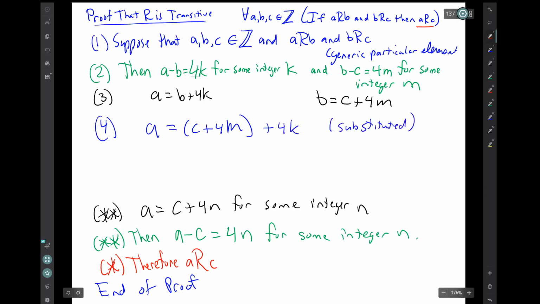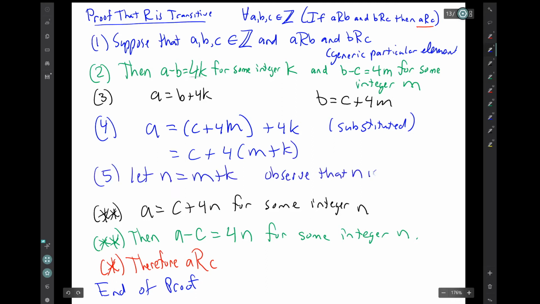So now look at our gap. We have to get from there to there. Well, look, we've got C and A, and here we have 4n, and up here we have this junk. So clearly we just need to write this junk so that it can play the role of the 4n. So we introduce n, we say n equals m plus k, and we point out that n is an integer. And then we've got it. We've got that A equals C plus, well, I guess we don't even need to write that. We can just go ahead and wrap this up.